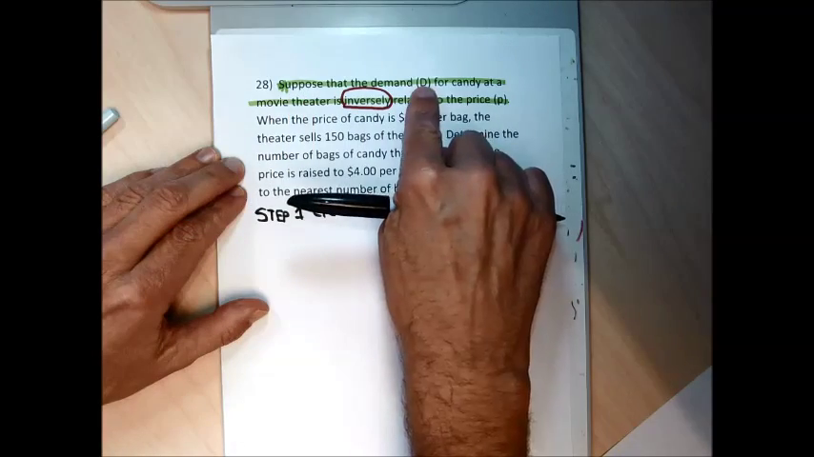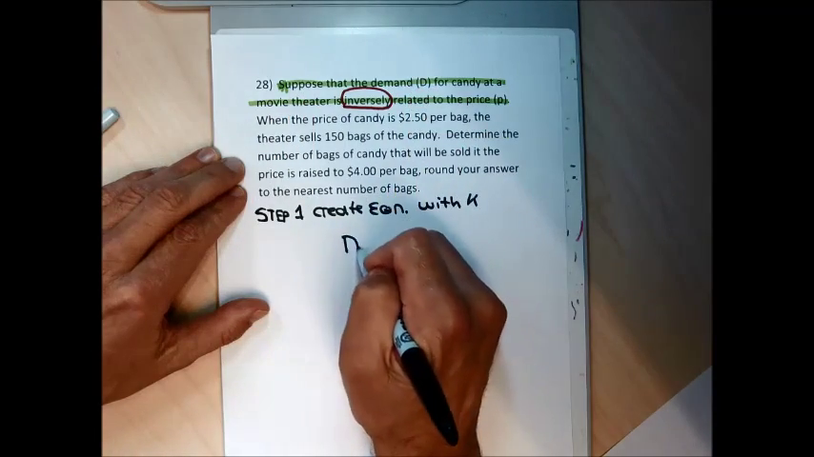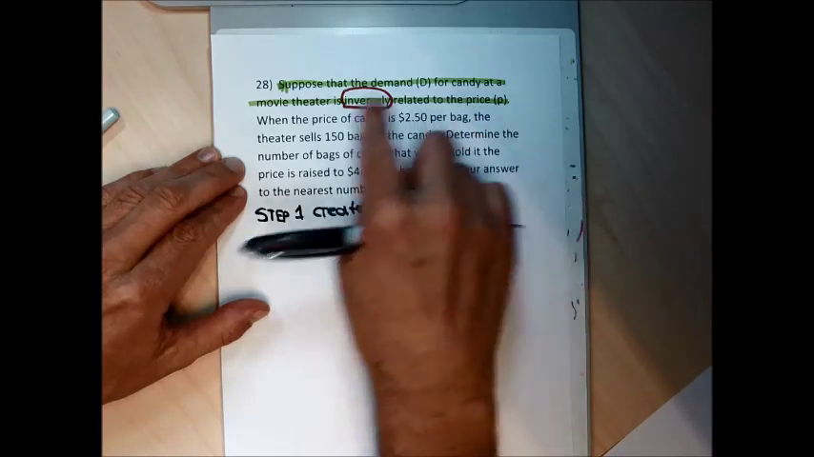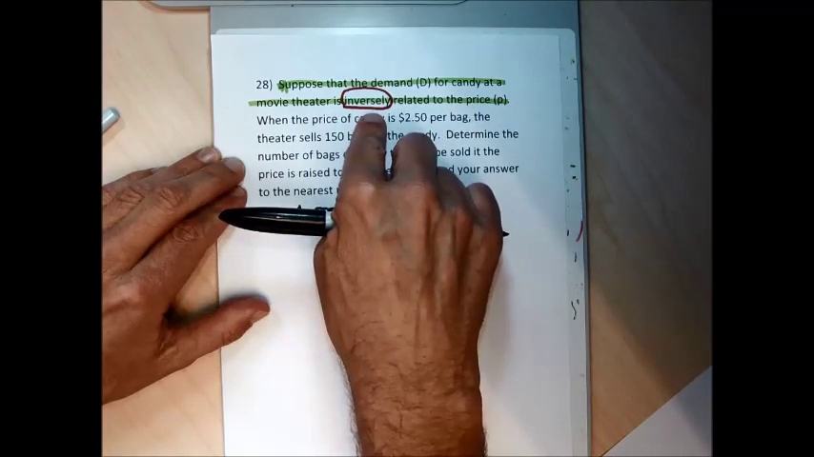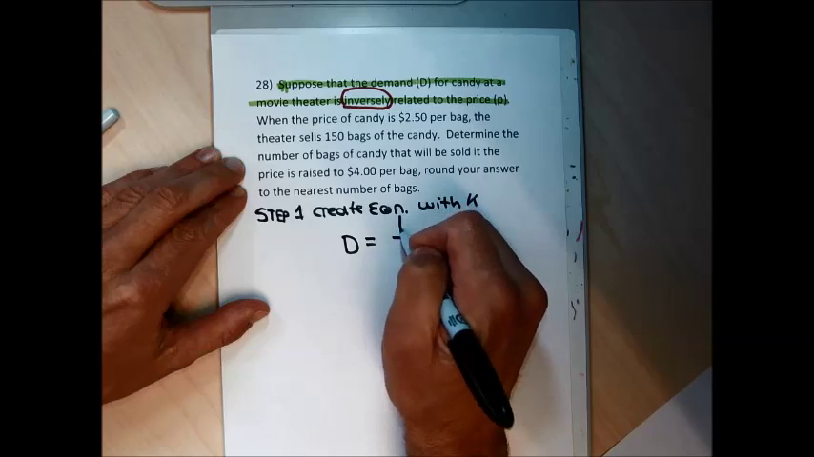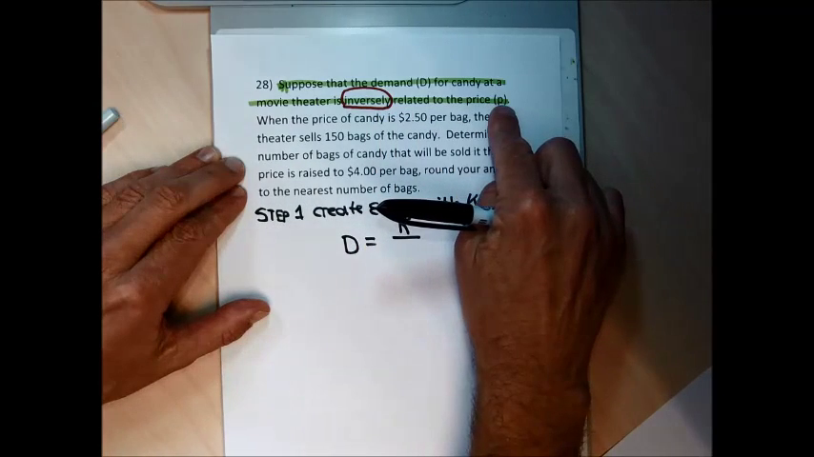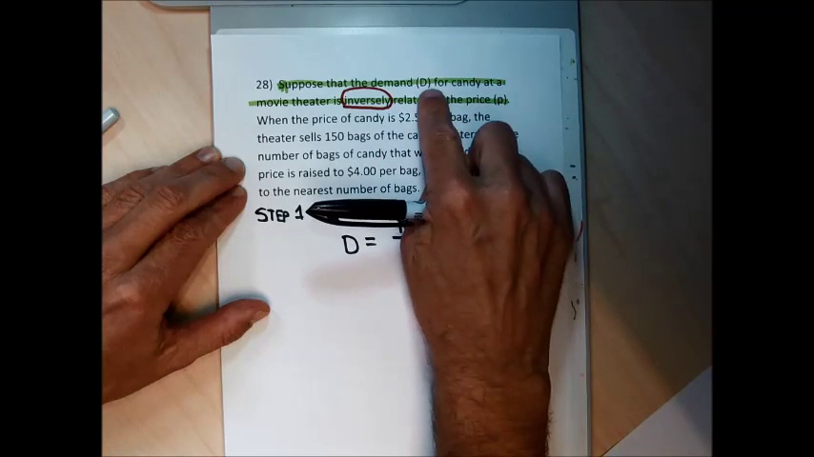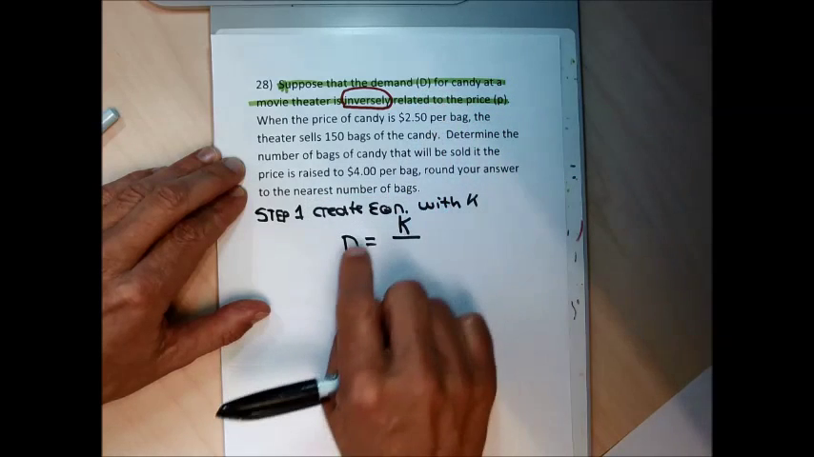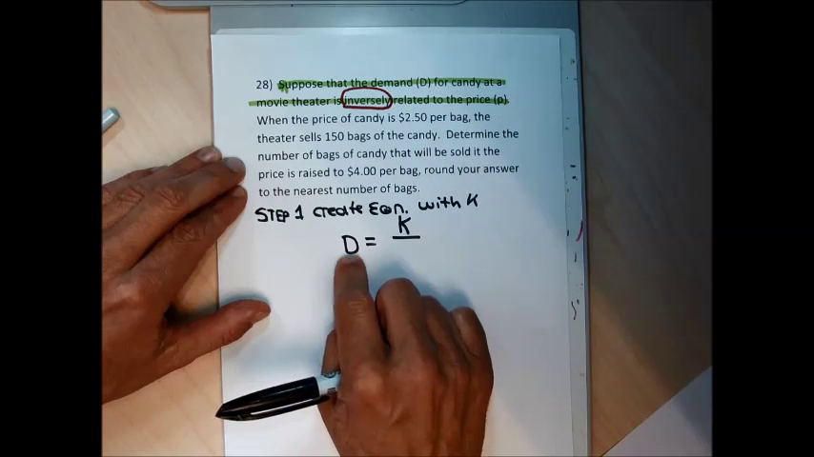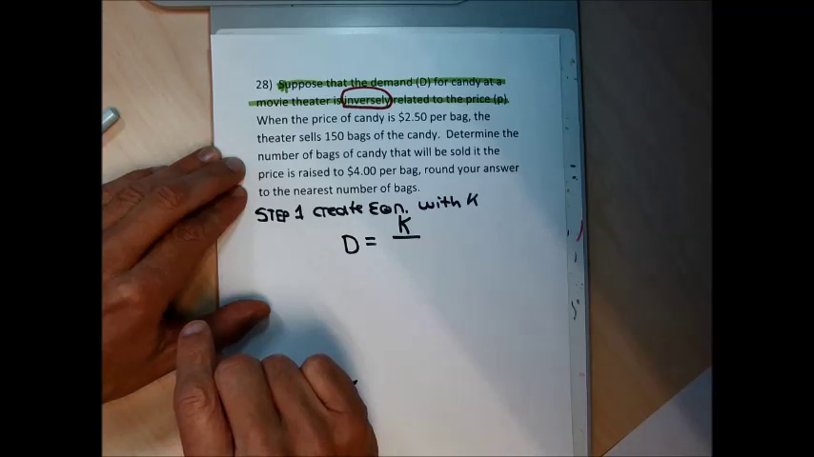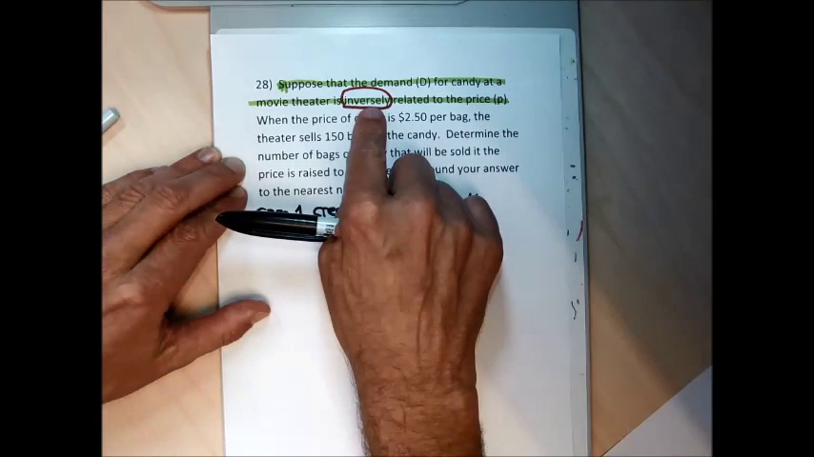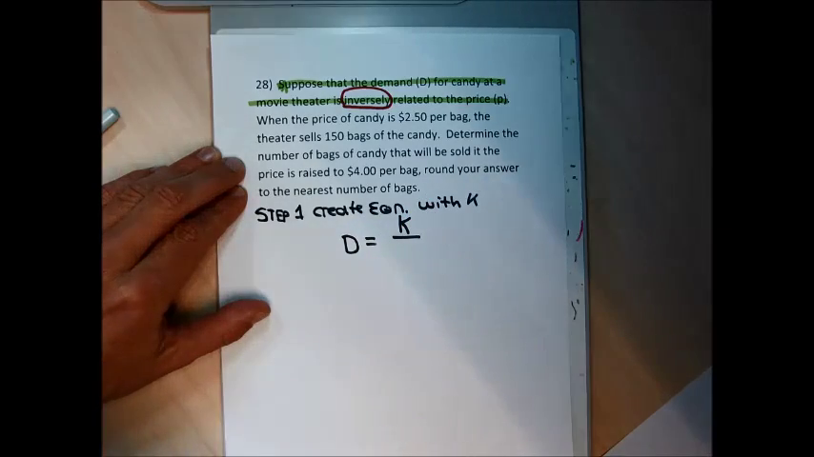Suppose the demand D for candy at a movie theater is inversely related, with a k in the numerator, to the price P. So the first letter I see is D. The first letter that I see always goes to the left of the equal sign. After the equal sign, the first thing I always write is a k. If I don't see the word inversely, I don't need a fraction. If I see the word inversely, like I need here, I get a fraction.